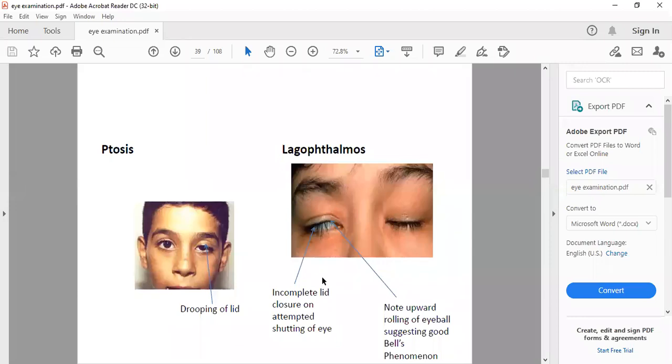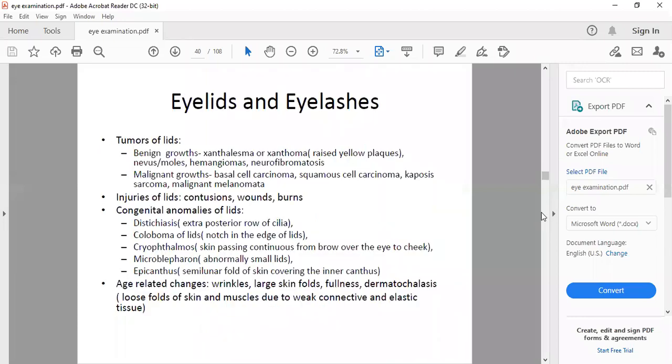So that is important. And in lagophthalmos, what we have to do basically is give lubricant eye drops and ointments to keep the cornea moist, because the cornea is exposed to the air and becomes dry. But nature has given one phenomenon called Bell's phenomenon. When we attempt to close the eyes, as you see here, the eye moves upwards. So it tries to protect the eye. That is called Bell's phenomenon. It is nothing but upward rolling of the eyeball.